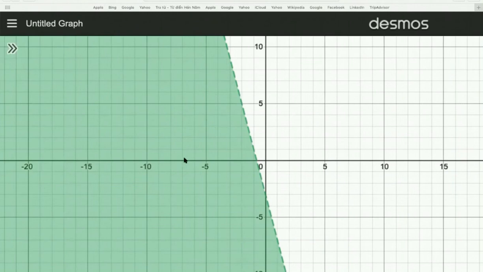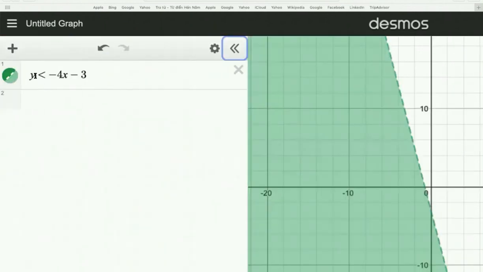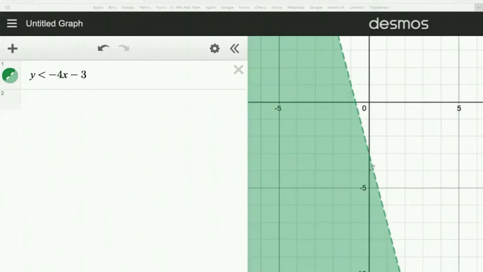It tells you that all the points in this region will satisfy the inequality y less than negative 4x minus 3. If you still remember from earlier in this video, (0, negative 4), (0, negative 5), and (0, negative 6) are possible values for this inequality. Likewise, (negative 1, negative 4), (negative 1, negative 5), and (negative 1, negative 6) are also possible values. So all the points below this line will be my solution for this inequality if you see the less than sign here.